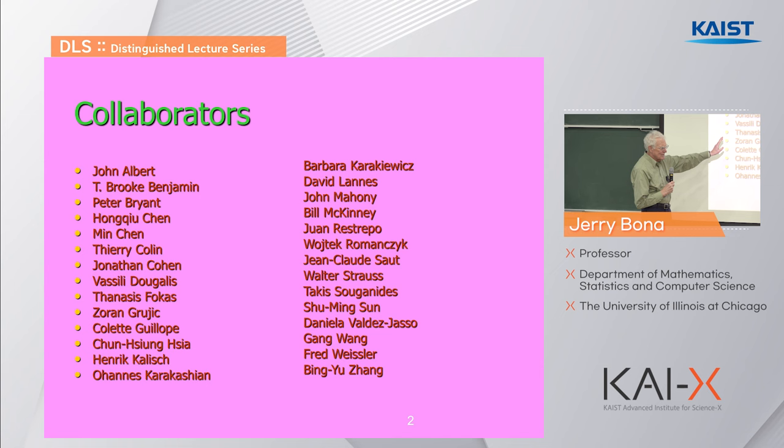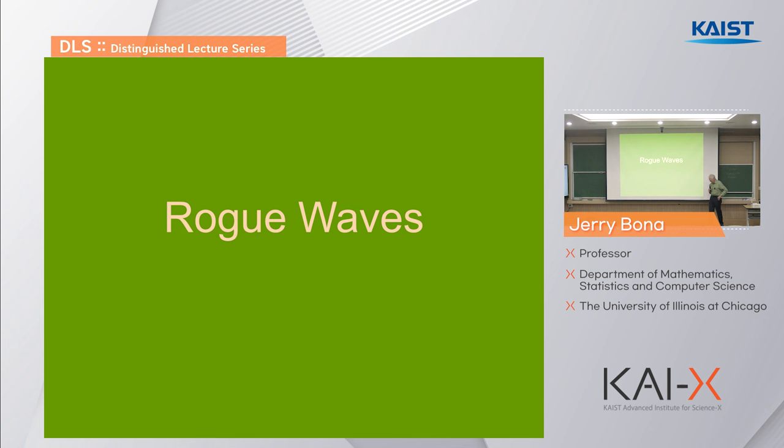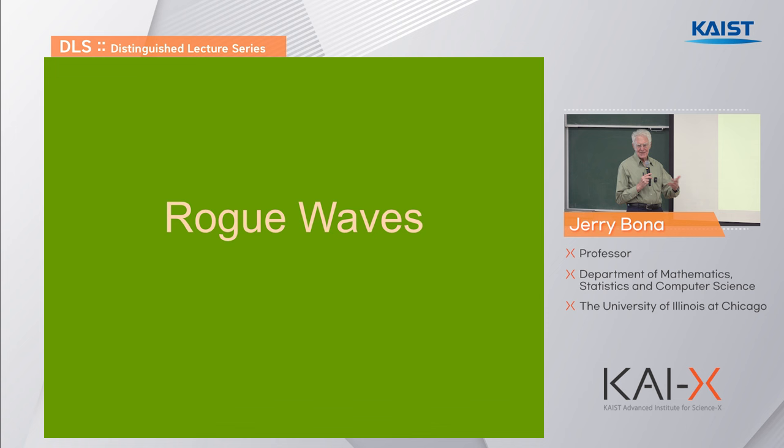Okay, so let's start off with the problems. I want to talk about rogue waves. They're also called giant waves or freak waves. If you go back 200 or 300 years, you will see accounts of sailors talking about waves that were 100 feet high that attacked their ship. And nobody believed them. I mean, that's like saying I caught a fish like that. But now we have cameras and things like that, so they become more believable.